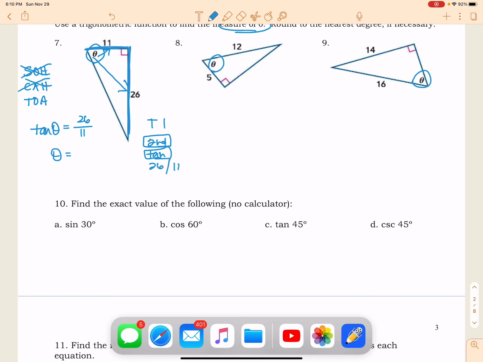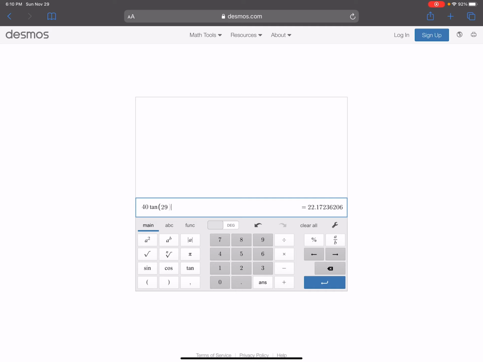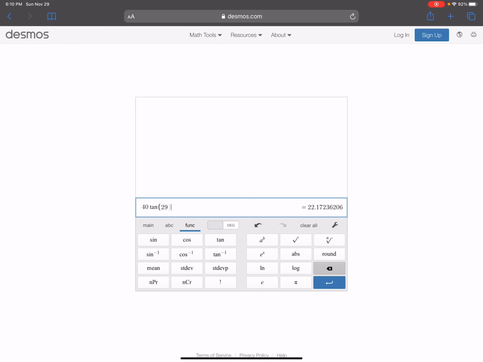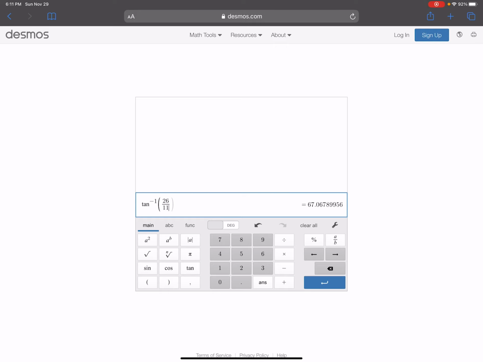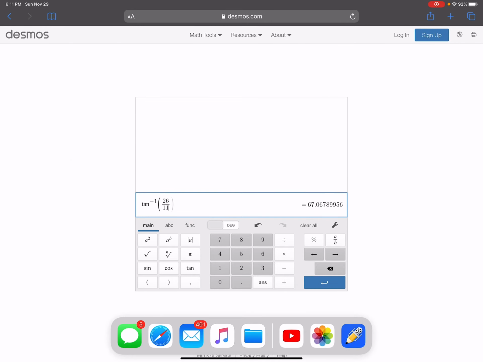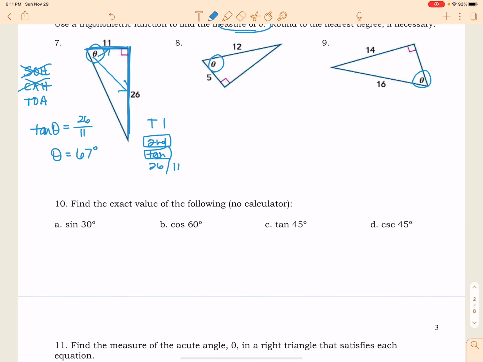But I am going to use my Desmos calculator. There might be a function on here, tangent inverse, right there. I have to go to the function button, and then tangent inverse. Got to clear all that. Tangent inverse of 26 divided by 11, just like that. And then I get 67.06. This is degrees of an angle, so I'm just going to round it to a whole degree. That's going to be 67 degrees. Magical. I knew you'd love it.